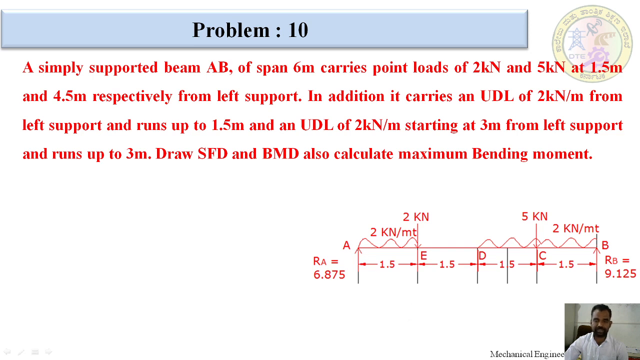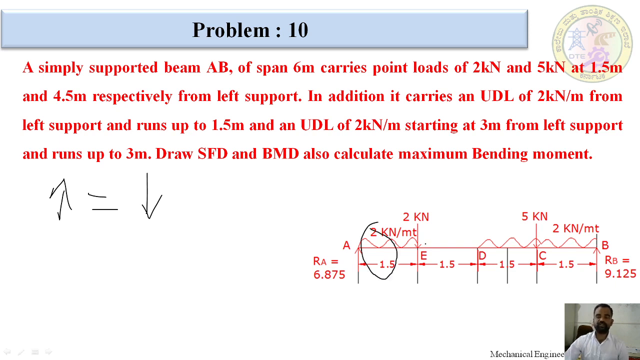We are supposed to determine the reaction at support A and the reaction at support B. First, we are considering only forces. Upward force equals downward force. Upward force is RA plus RB. Downward forces are 2 and 5 first. Next, 2 into 1.5. This is the conversion.